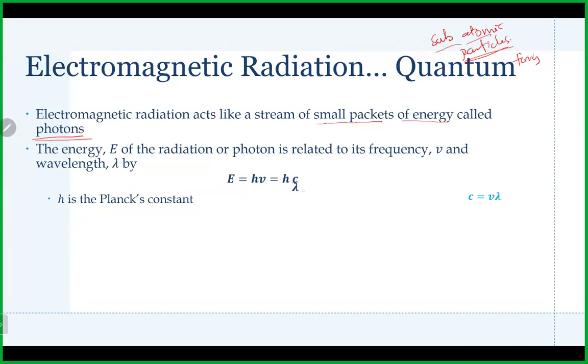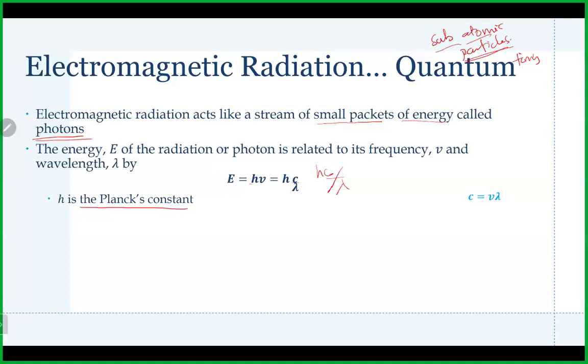So this is, I don't know why. Let me write this out. This is hc over lambda. That's what's supposed to be there. hc over lambda, where h is Planck's constant, and I think the value is 6.626 times 10 to the minus 34.